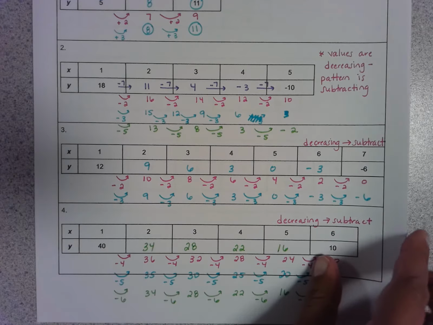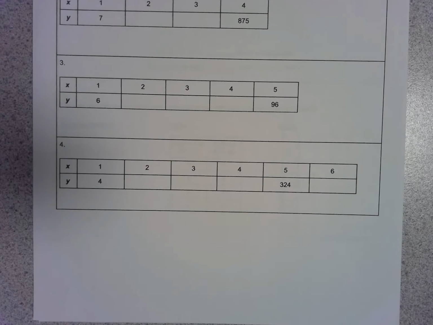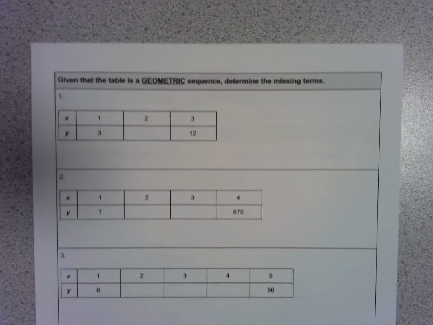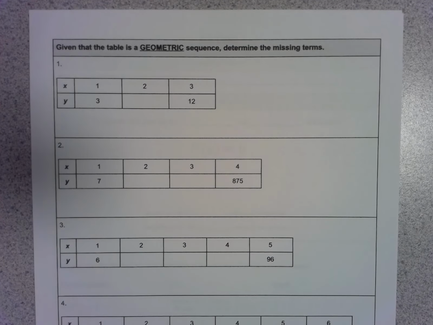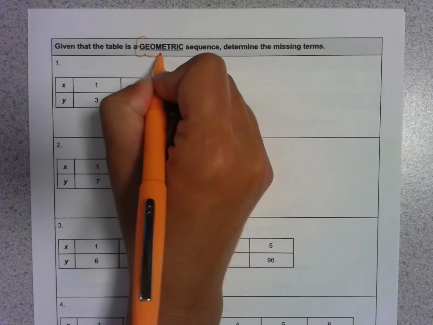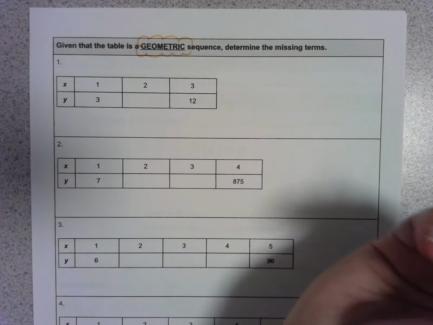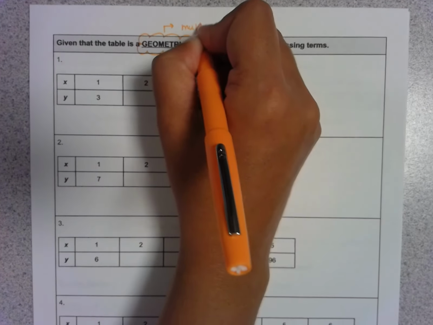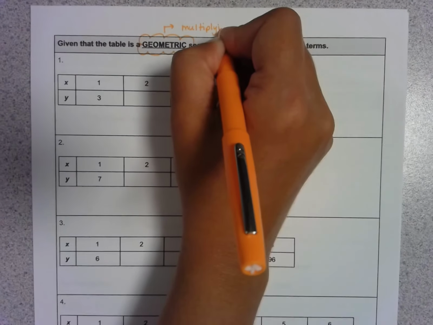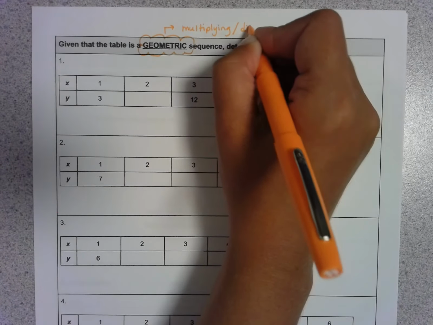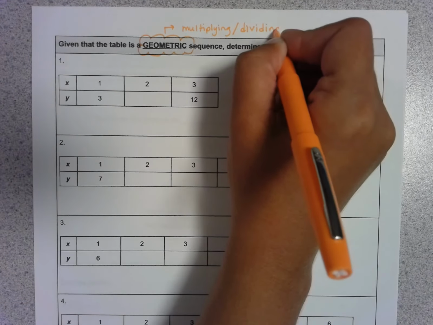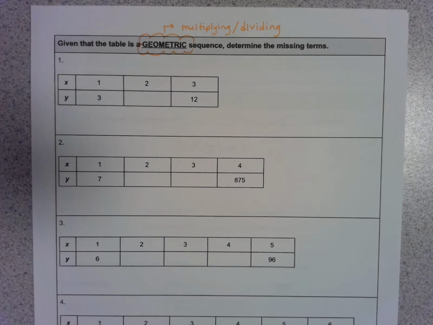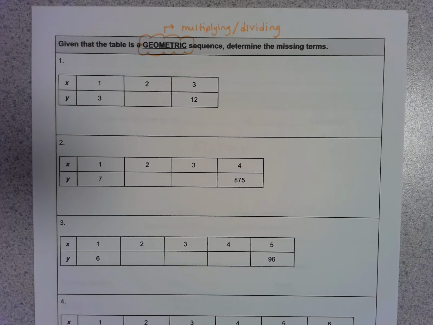Now, as a follow-up to this, let's talk about how we could change what we're doing based on the following instructions. It says, given that the table is a geometric sequence, determine the missing terms. Now, it's important to realize that a geometric sequence has different rules. Instead of choosing between adding or subtracting, we're going to choose between a multiplying or dividing pattern. We're going to choose multiplication if our numbers are increasing, and we're going to choose dividing if our numbers are decreasing. So let's go ahead and look at problem number 1.